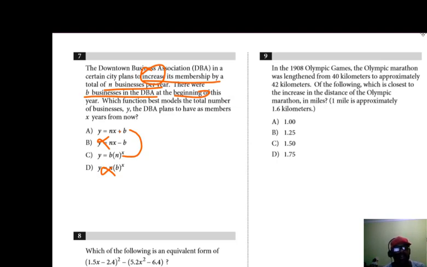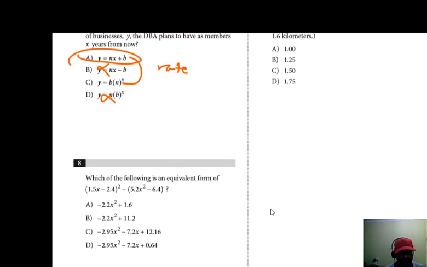Alright, so which function best describes the business? The downtown business association in a certain city plan increase its membership by a total of n business per year. Okay, so it's not exponential then. It doesn't say there is no rate here. The answer would be obviously A. Okay, let's move on to question number 8.